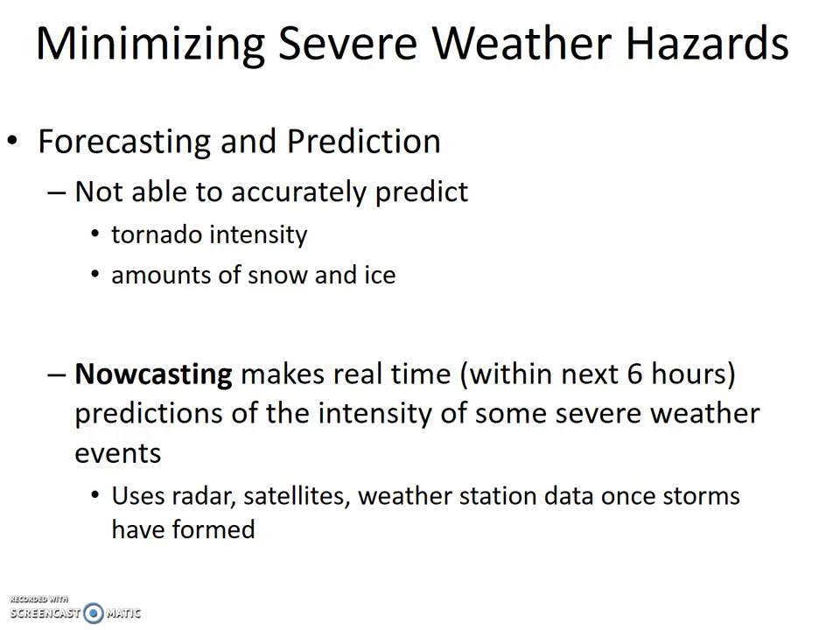As you may have noticed, forecasting and prediction of severe weather is not always entirely accurate. Things that are particularly difficult to predict are tornado intensity and amounts of snow and ice. Nowcasting makes real-time, i.e. within the next 6 hours, predictions of the intensity of some severe weather events. It uses radar, satellites, and weather station data once storms have formed, essentially to tell people if they are in immediate danger.